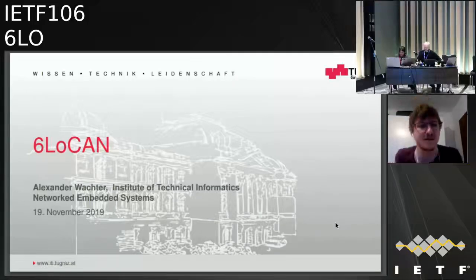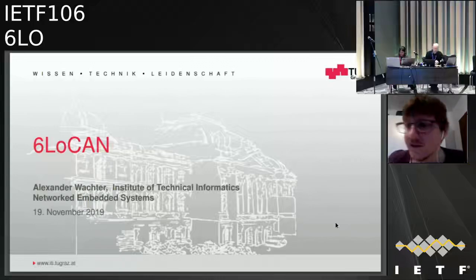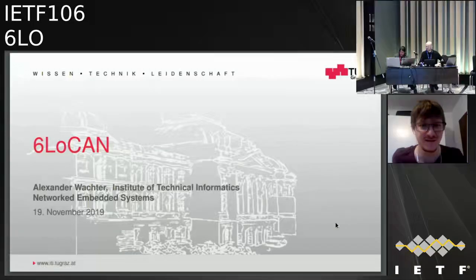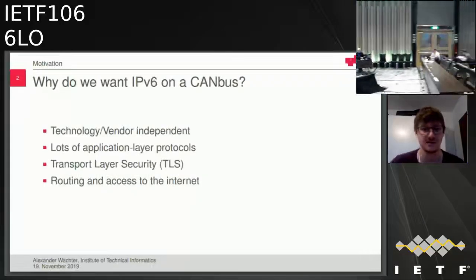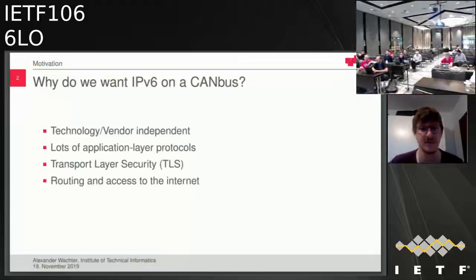Hello, I'm Alexander. I'm the author of the 6LoWPAN draft. Why do we actually want to have IP version 6 over the CAN bus? Because IP version 6 is technology and vendor independent. We have lots of application layer protocols like CoAP and MQTT and whatever IoT protocols we have today. We can have transport layer security because the CAN bus is actually not encrypted. And we gain routing with that, and we can even have access to the internet with the small devices.